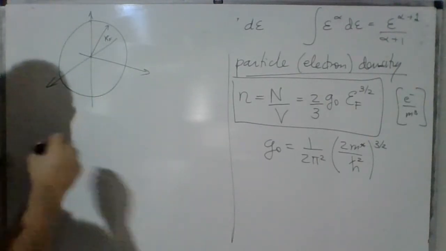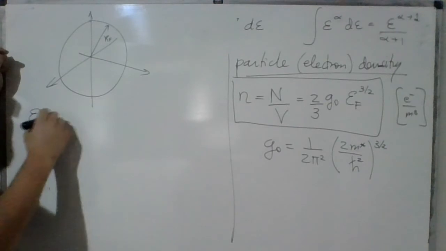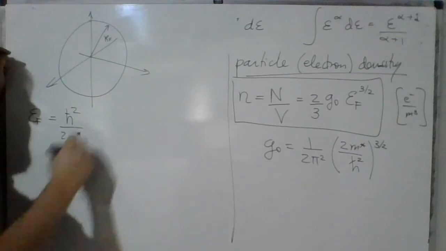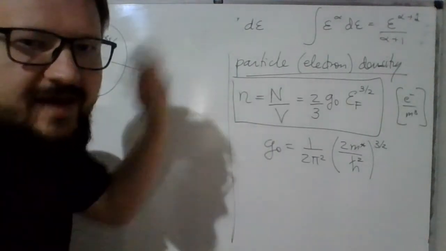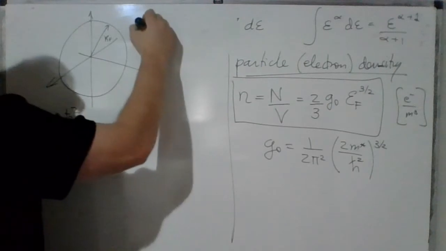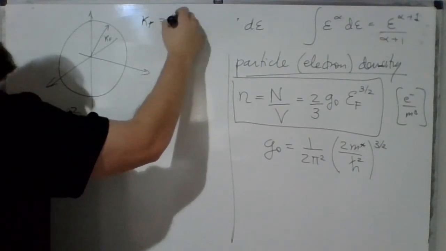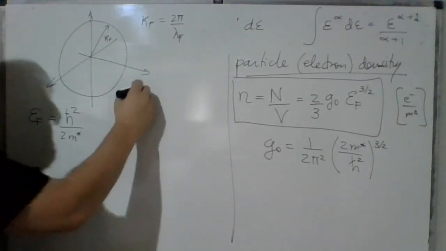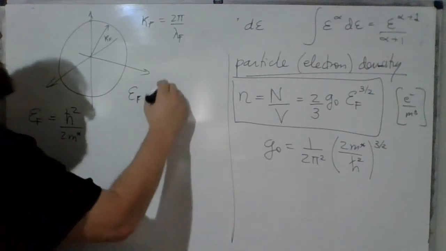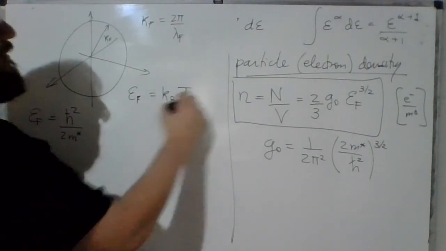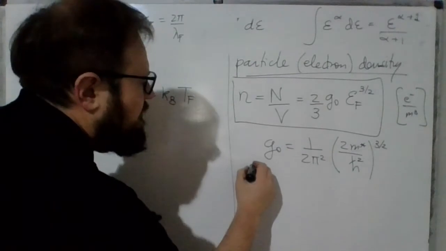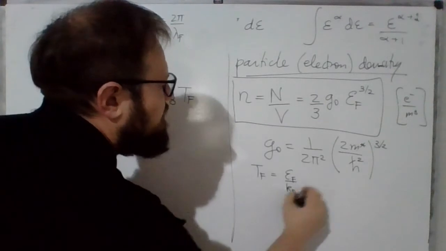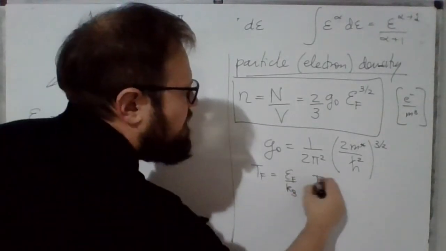So the Fermi energy, the Fermi level, can be related to the Fermi wave number. Fermi wavelength, and K of Fermi is 2 pi over the Fermi wavelength of the material. You can relate this energy to a temperature. So the Fermi temperature is the Fermi level divided by Boltzmann's constant. This is the Fermi temperature.